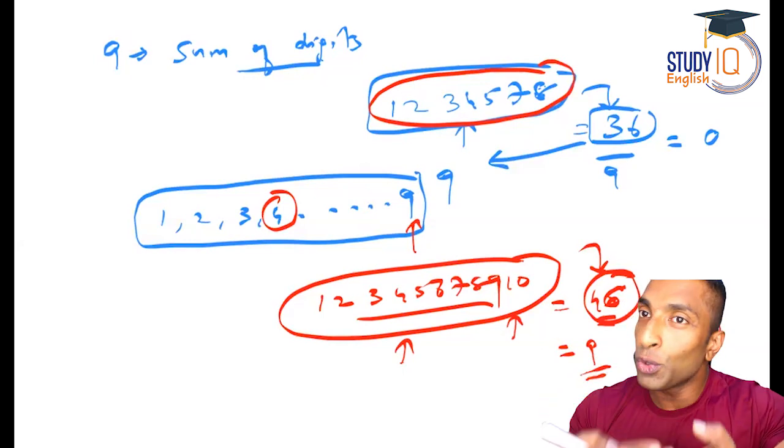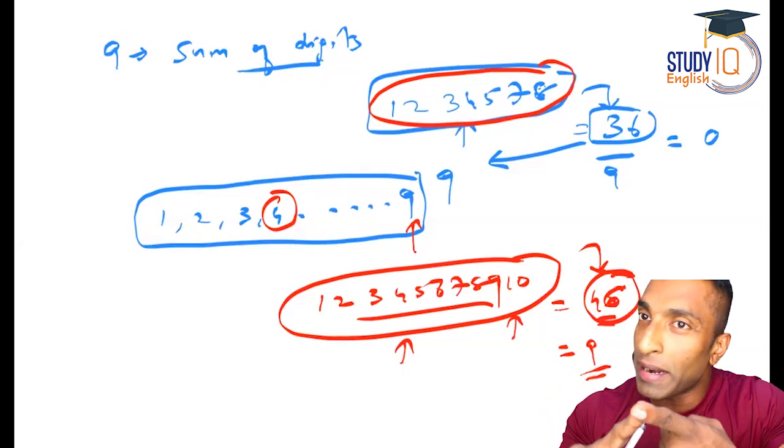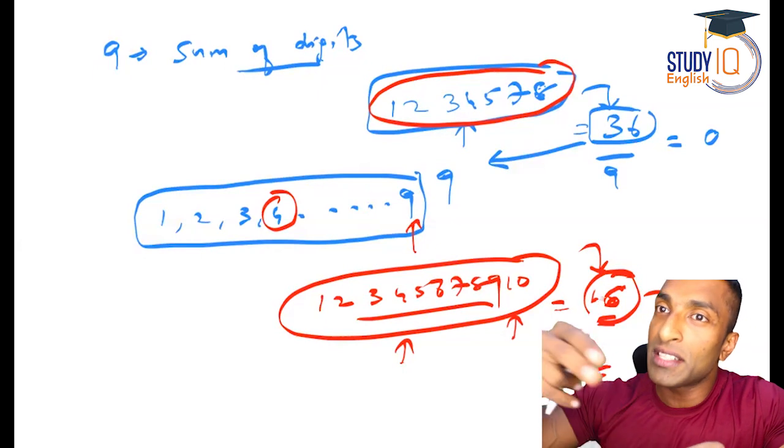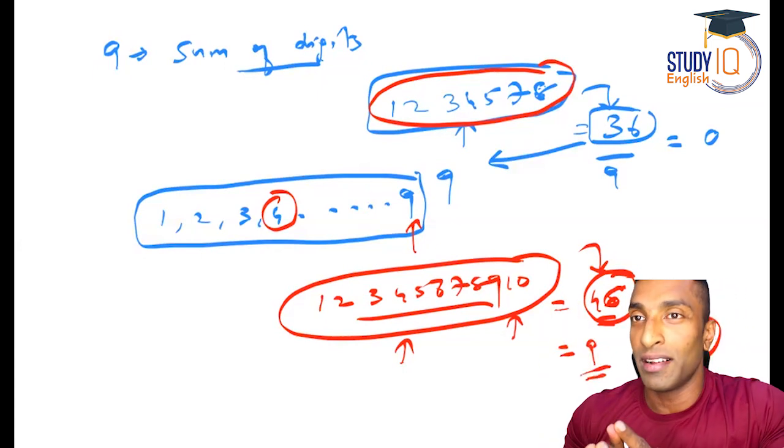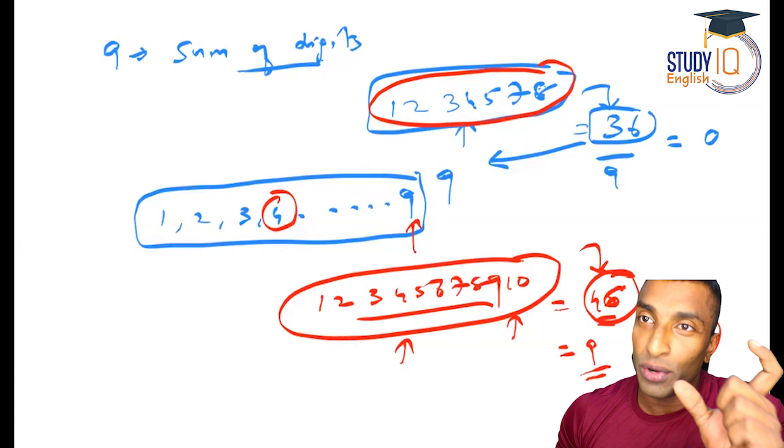So we can understand two things. The given number is not divisible by 9. And the given number, if it is divided by 9, you'll get remainder 1. Okay. So this is what you need to do.